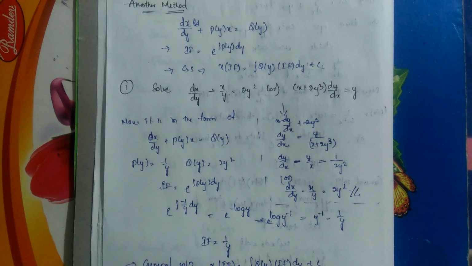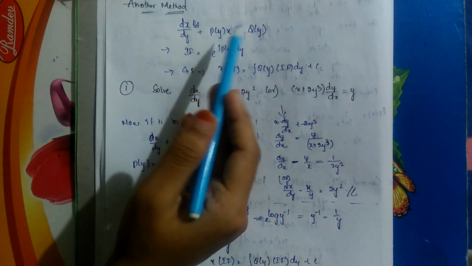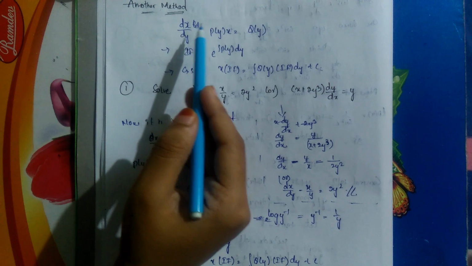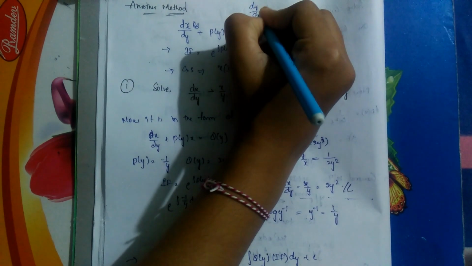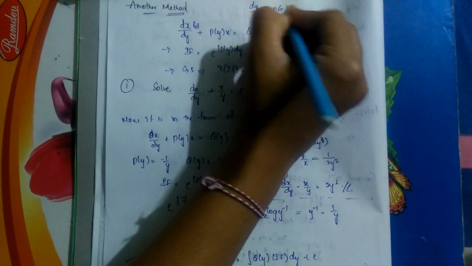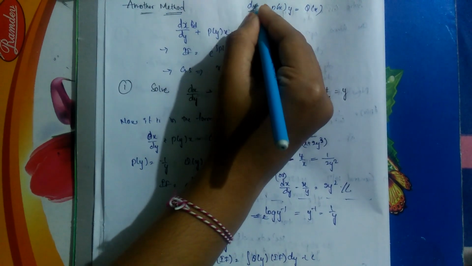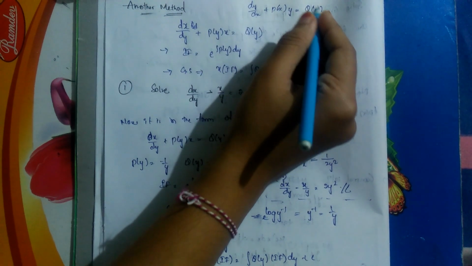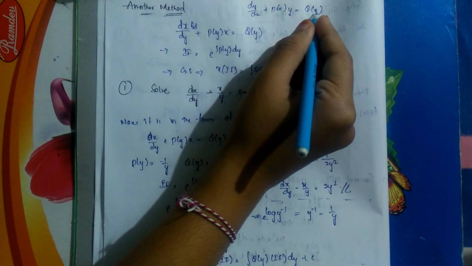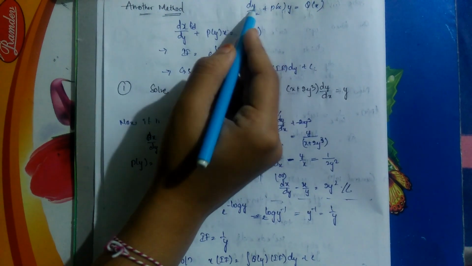Let's see another form of linear differential equation of first order. In the previous one we solved problems of the form dy by dx plus p of x into y is equal to q of x. So there we have dy by dx and the functions p and q in terms of the variable x. But in this method, everything will be changed.